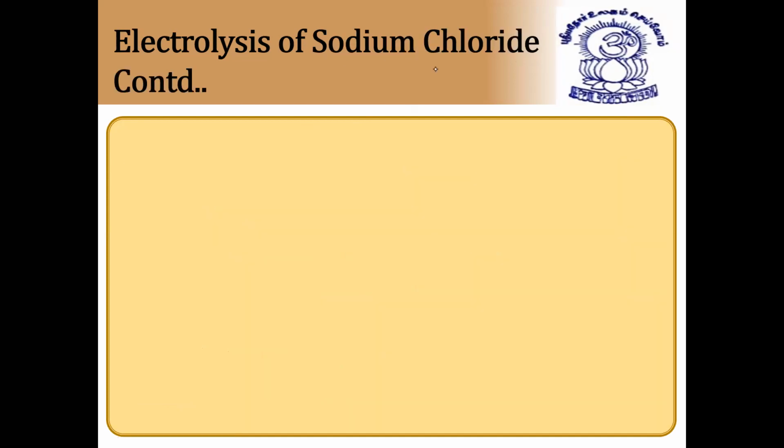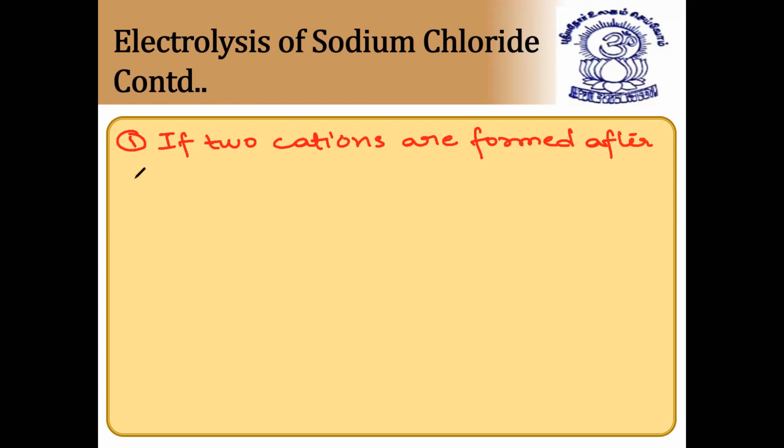So for this, I'm adding a new slide. In case of products at cathode and anode, first point number one: if two cations are formed in a solution after electrolysis. These notes you have to write down in your classwork.